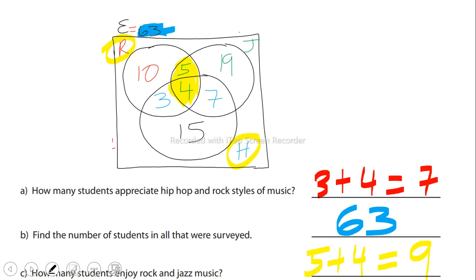Any questions on this before we move on? You can explain C again. Okay, so C, they say how many students enjoy rock and jazz. So rock and jazz would be in the middle there. That's like a repeat of question A, right? Rock and jazz. You get that, Miss Cooper? You still sound doubtful.